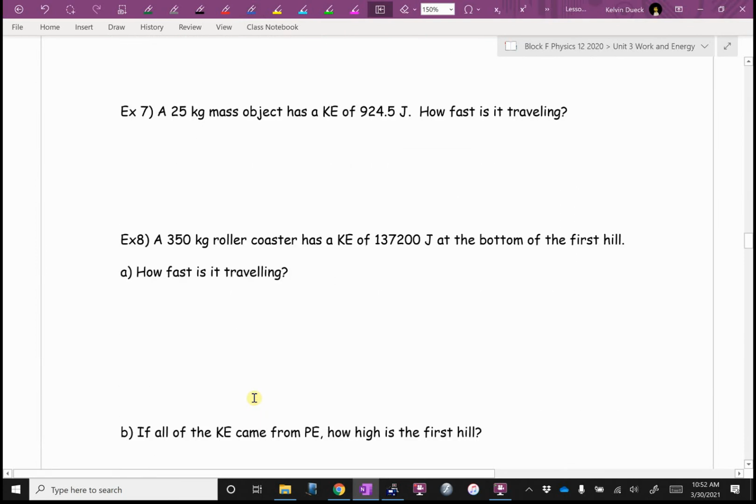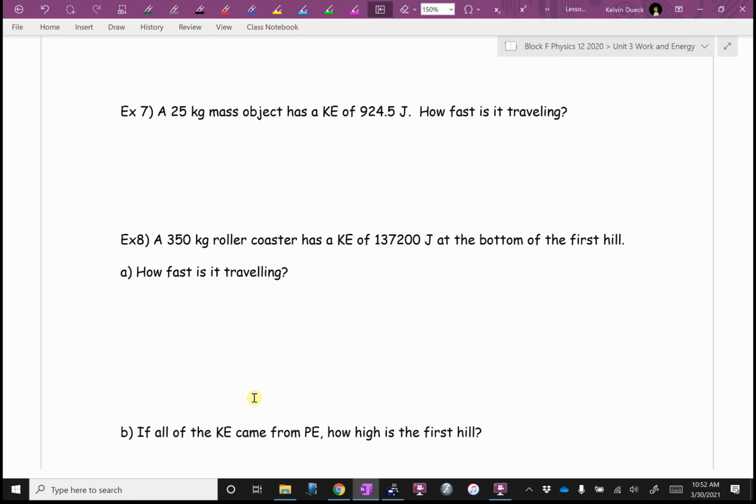But it also makes for good roller coasters. A 25 kilogram mass object has a kinetic energy of 924.5. How fast is it traveling? What's this question wanting me to find? It wants me to find the v.